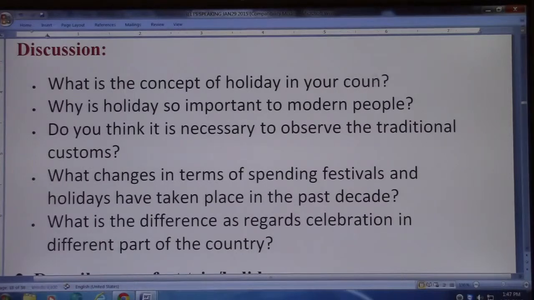In your country. They might ask you what the most important holidays are in Japan, for example, or in your country. Then you'll have to talk about the New Year, for example, Osechi, and all that, right? Why are holidays so important to modern people? Do you think it is necessary to observe the traditional customs? What changes in terms of spending festivals and holidays have taken place in the past decade? So do you think it is necessary to observe traditional customs? Do you think so, Yuko? Yes. So why?